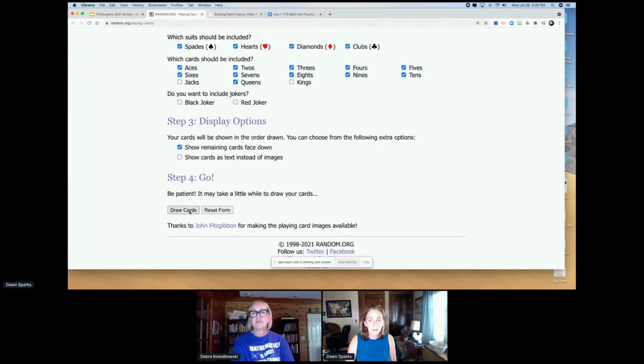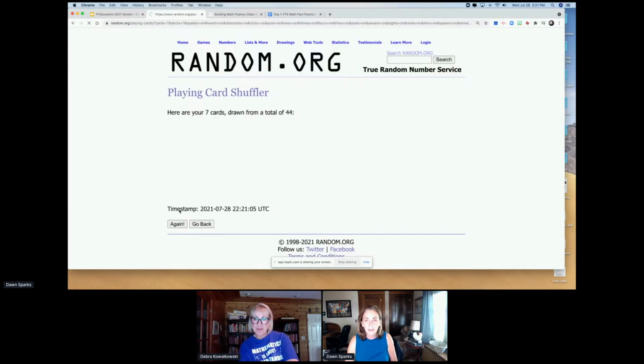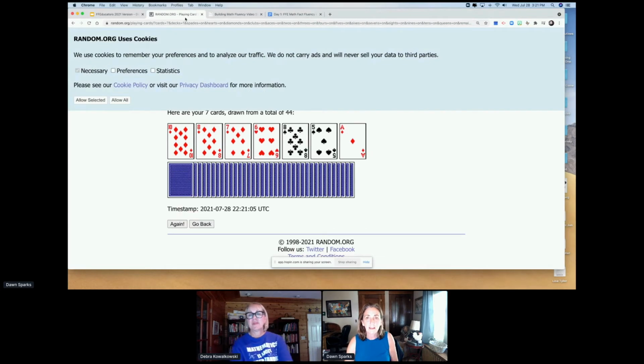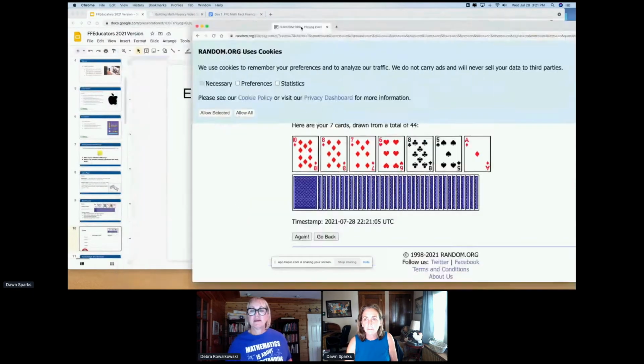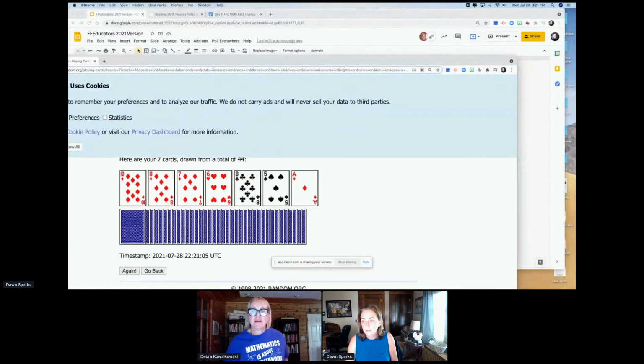And then we want to draw those cards and keep the others face down. So this is going to be Team Dawn's set, right? Because Team Dawn's in column 1. So here's our cards. And I think what I can do is move this off to the side so that we can see 2 things at once.